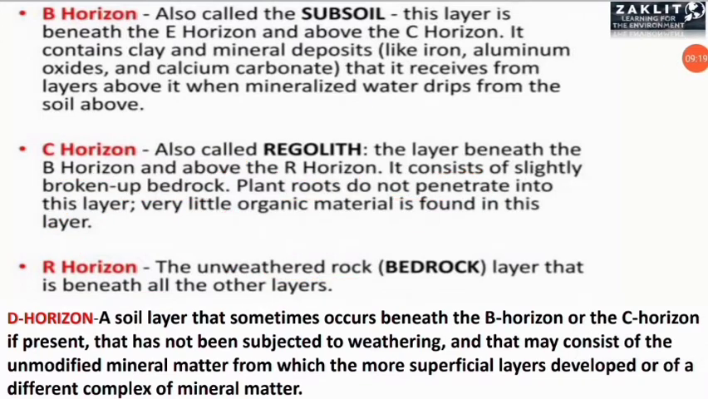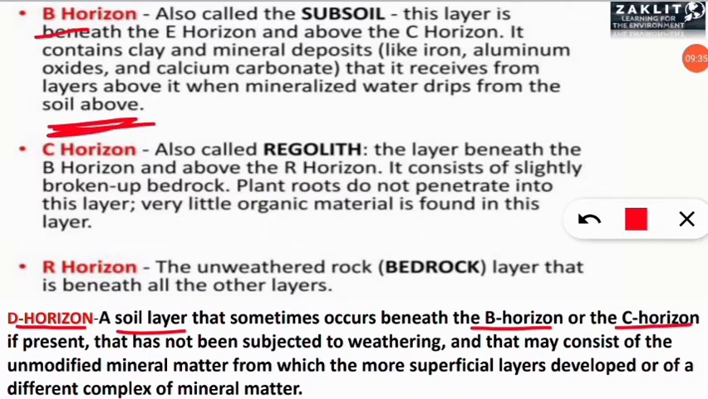Next, coming to the D horizon. So what is this D horizon? It is not given in most of the books, but you should know it is found in the Australian kind of soil and in some other parts where we can find this horizon. This horizon or layer occurs beneath the B or C horizon. So slightly below the B horizon or below the C horizon this region is found, that is the D horizon, which has not been subjected to weathering.